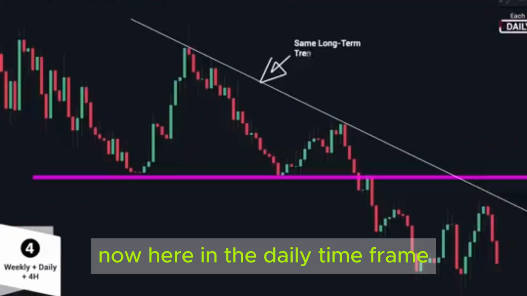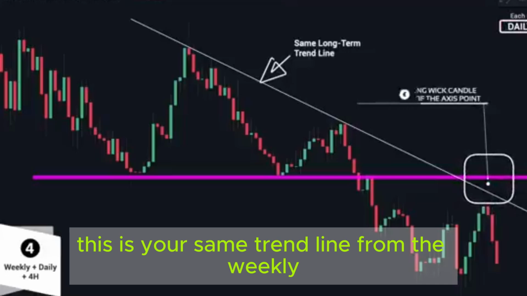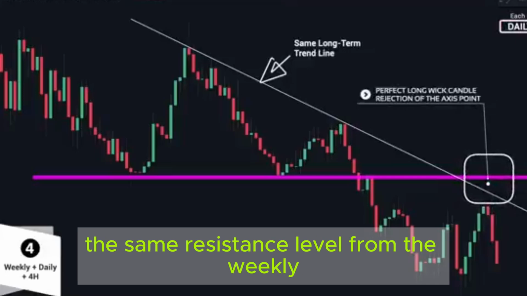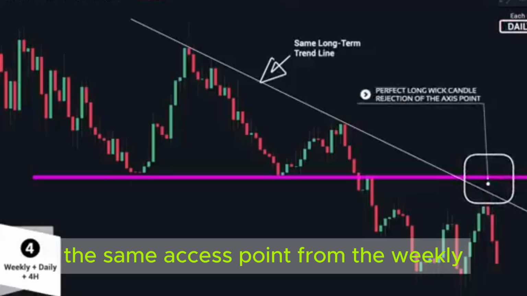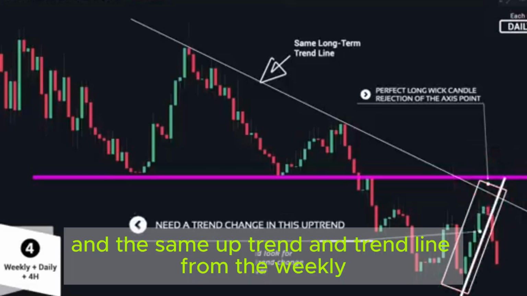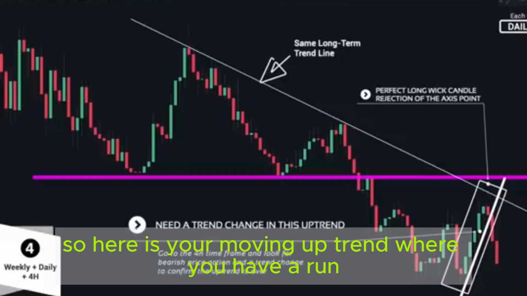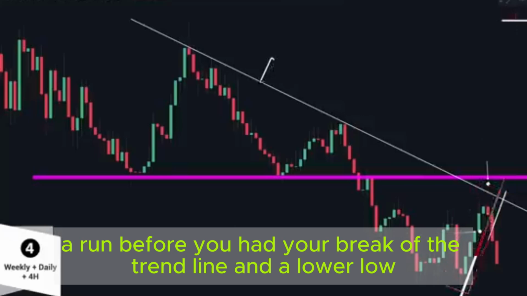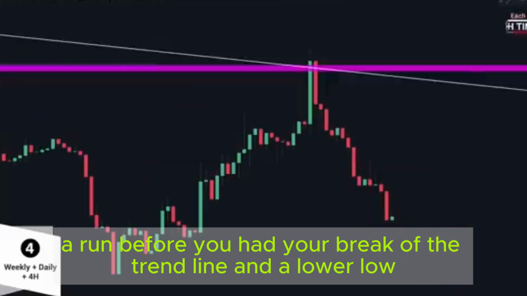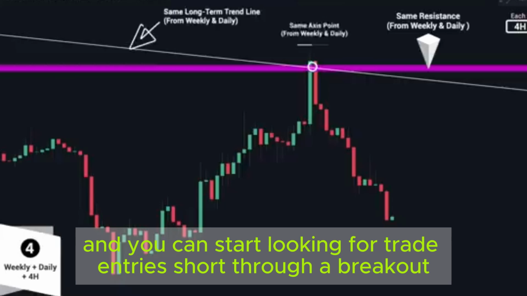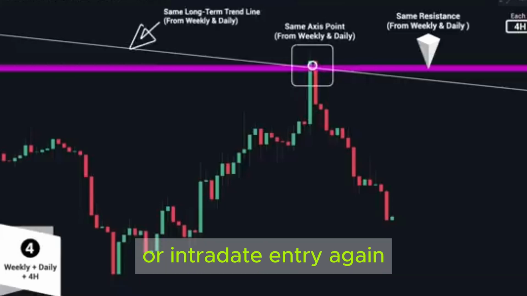Now, here in the daily time frame, this is your same trend line from the weekly, the same resistance level from the weekly, the same access point from the weekly, and the same uptrend and trend line from the weekly. So here is your moving uptrend, where you have a run, a pullback, a run, before you had your break of the trend line and the lower low. And you can start looking for trade entries short through a breakout or intraday entry.